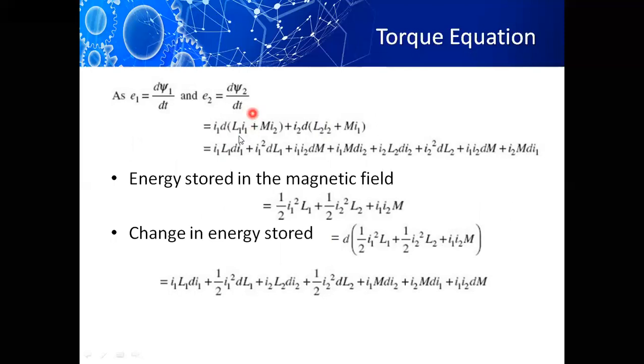d(L1 I1). d(L1 I1) can further be written as L1 dI1 plus I1 dL1. Now if we multiply with I1, it becomes I1 square dL1. So let me derive it for you in detail here. I'm just trying to expand this one so that the same will be applied here, and you can do it on your own for this part.